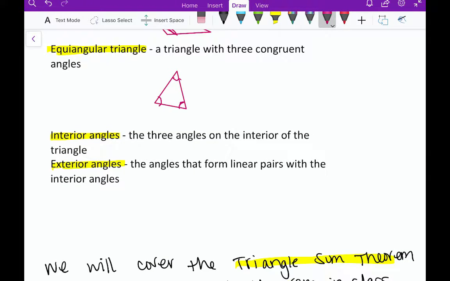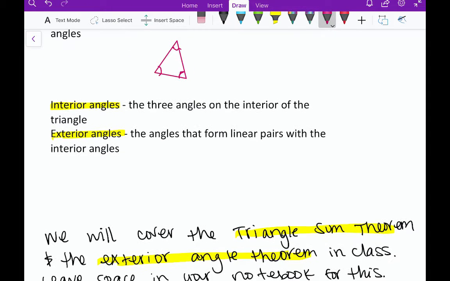Now, what are the interior angles and what are the exterior angles? Well, interior angles probably sounds pretty straightforward. The 3 angles on the interior of the triangle. So if I have a triangle here, and I'm going to call this triangle XYZ, the interior angles would be these 3 angles. The exterior angles are going to be the angles that form linear pairs with the interior.